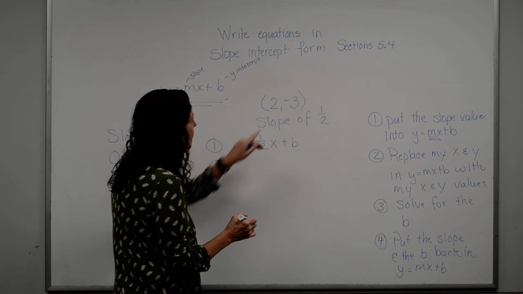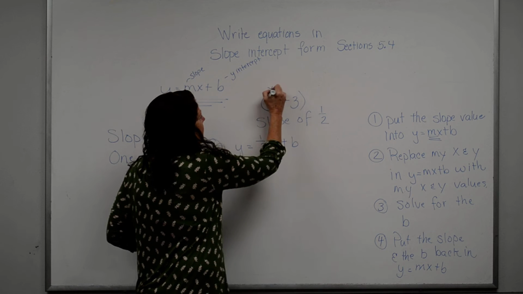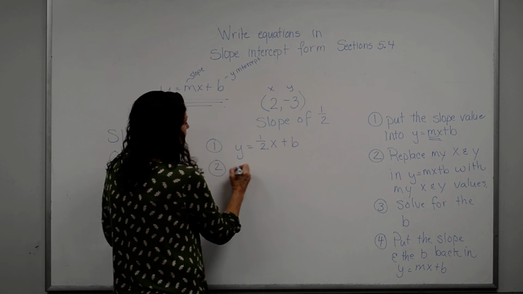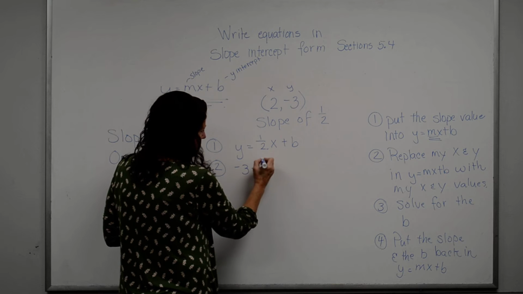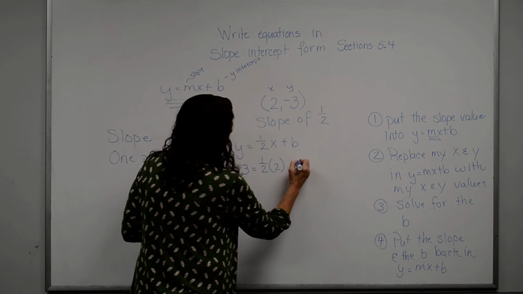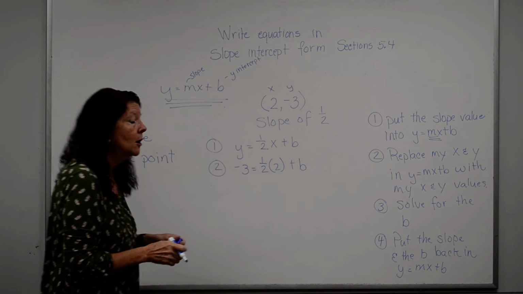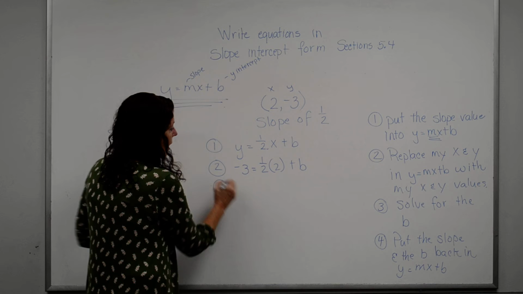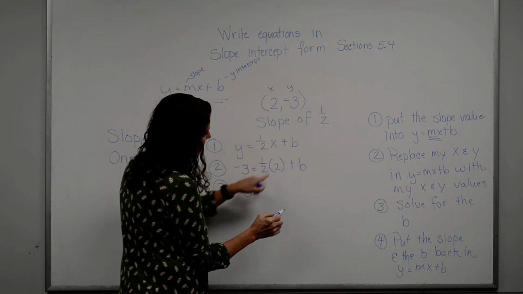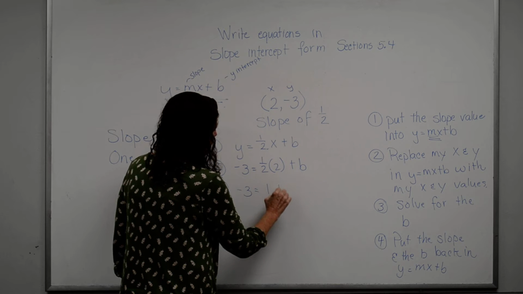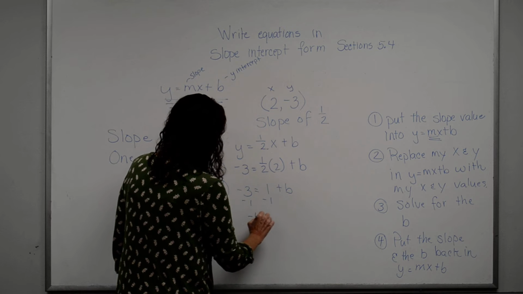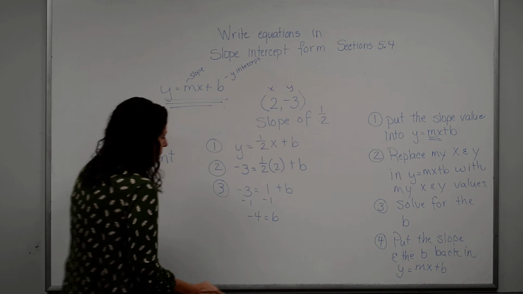Step 2, I'm going to put this x and y into my y equals mx plus b. So y is negative 3. I still have my slope of 1/2, and my x is 2, and my b is my unknown. So step 3, I'm going to solve for the b. So I have negative 3 equals, when I take 1/2 of 2, I get a 1. So I'm going to subtract 1 from both sides, so I get b is equal to negative 4.